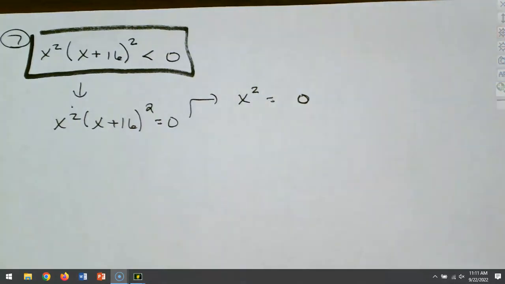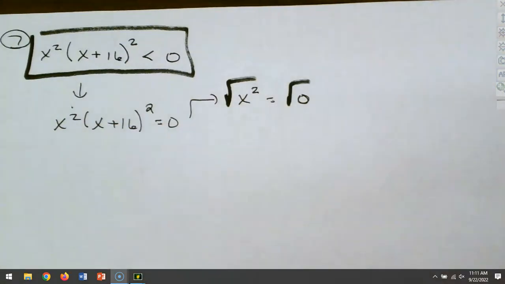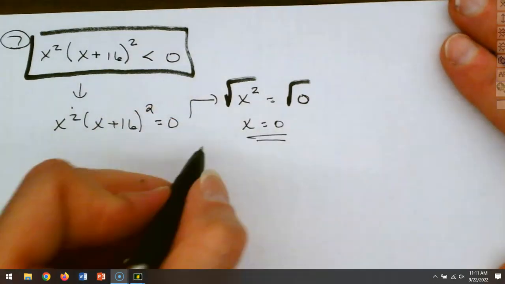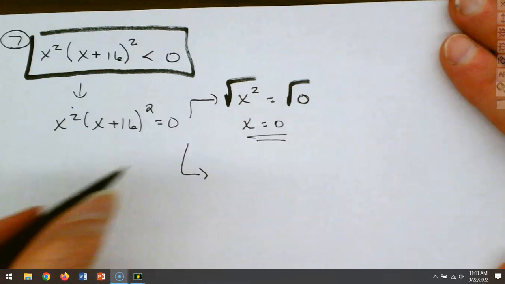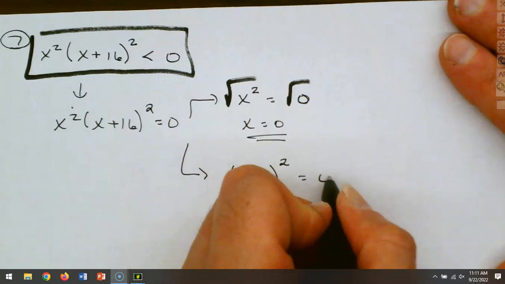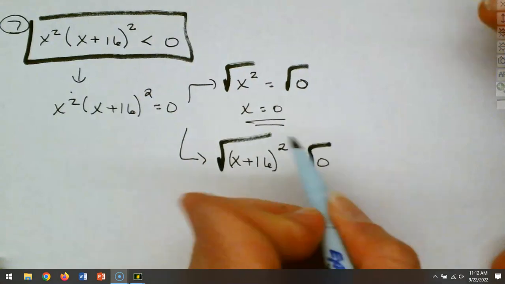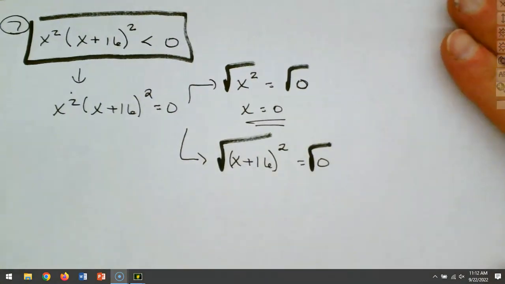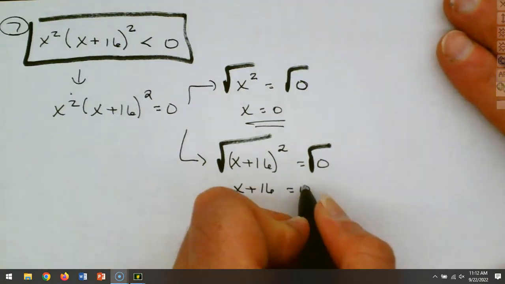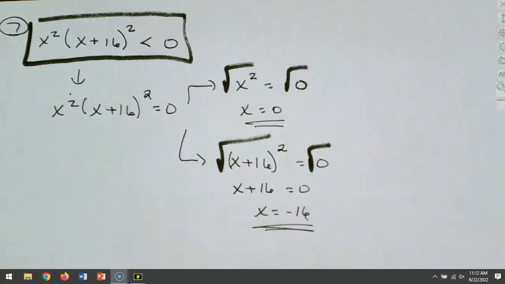And how do you get rid of that square again? Square root, and square root of 0 is 0. So that gives you x equals 0. Now, what about the other one? Well, that is x plus 16, quantity squared equals 0. How do we get rid of that square again? Square root. We don't have to use the plus or minus because 0 doesn't even have a sign. So that's x plus 16 equals 0. So my other one I have to check is x equals negative 16.